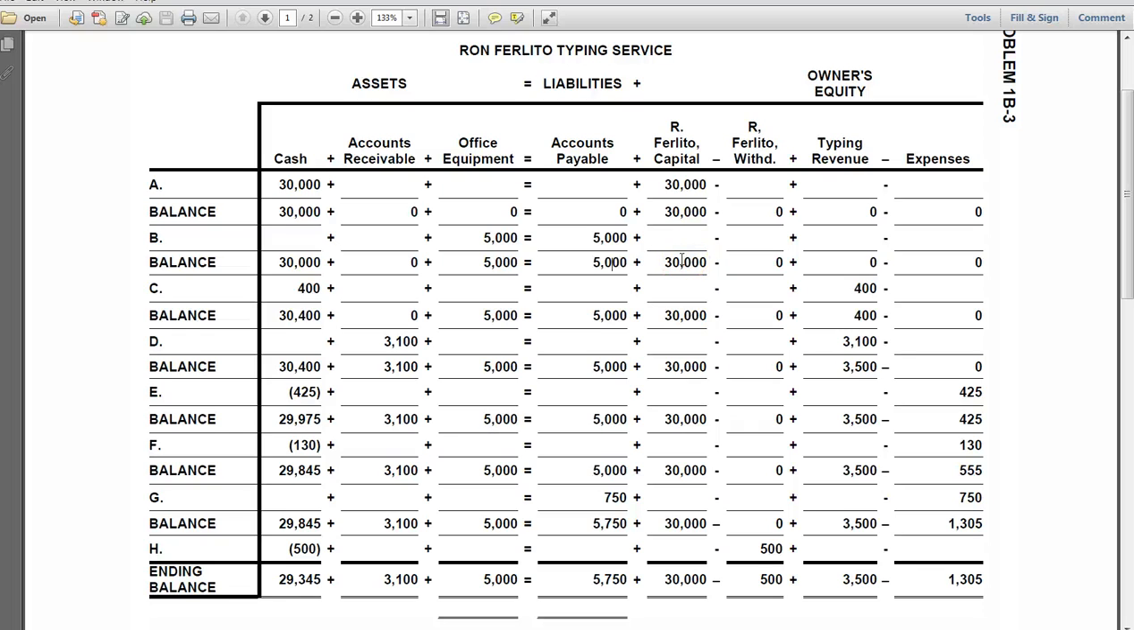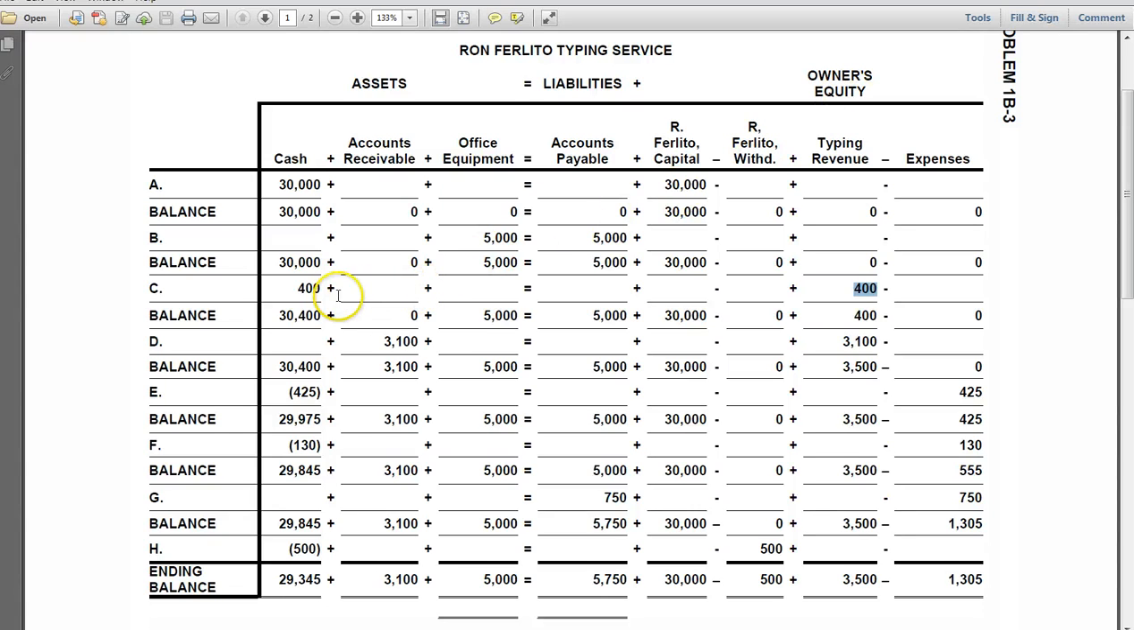In transaction C, received cash from typing services rendered for $400. That's an addition to cash. And we go over to the owner's equity side because a revenue is an addition to the owner's equity, but it's kept separate in its own account called typing revenue. So we're going to be adding, or crediting, the revenue account. Again, that will end up adding in the end to owner's equity.